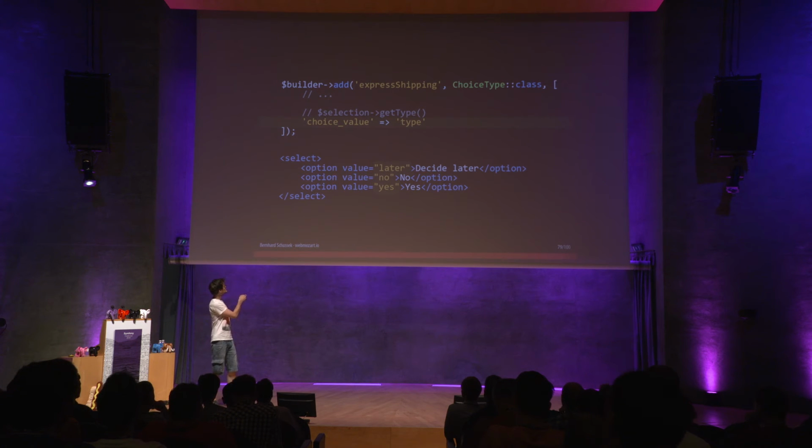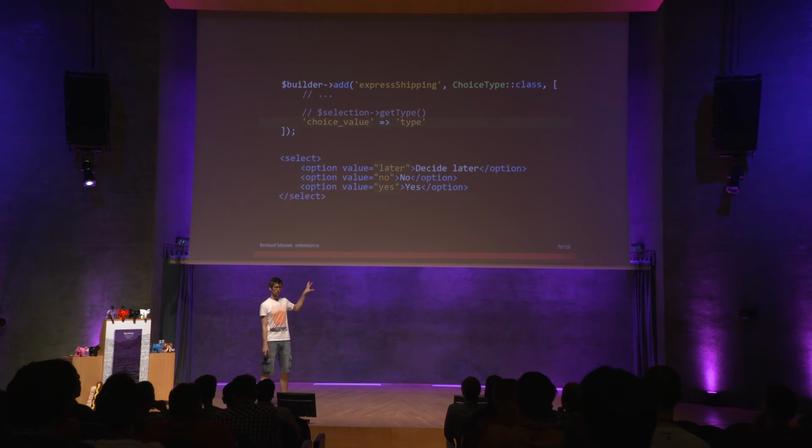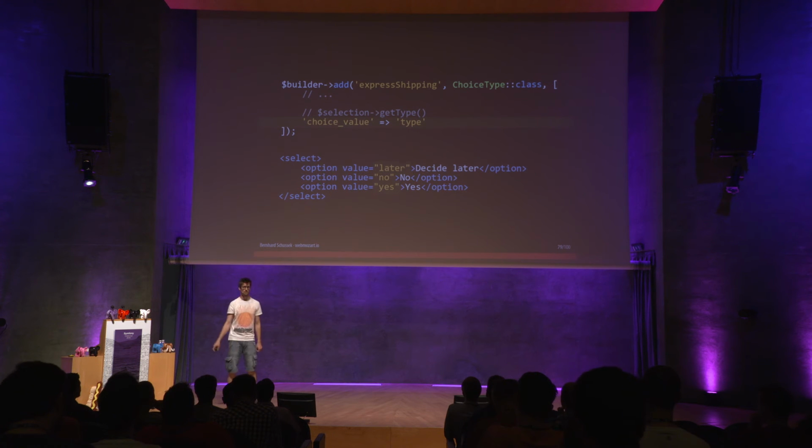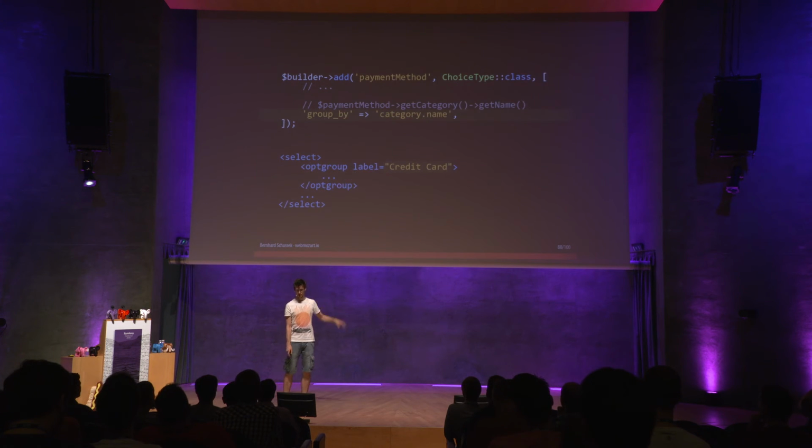Another one is choice value, that converts a choice into the value that is rendered in the option. And that's very useful if you use that value in JavaScript. If you want to access some data of the option in your JavaScript, you can pass it by setting the choice value option and pass it to the template this way. Again, you can pass a closure here.